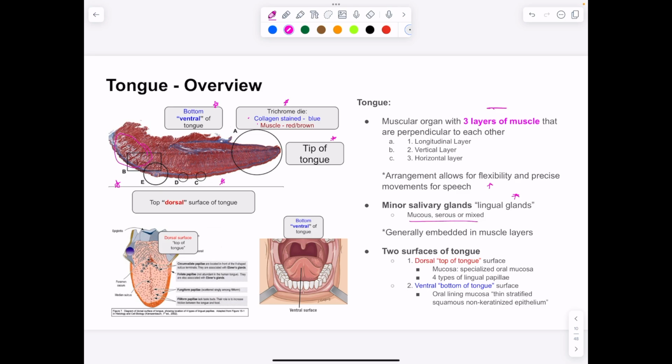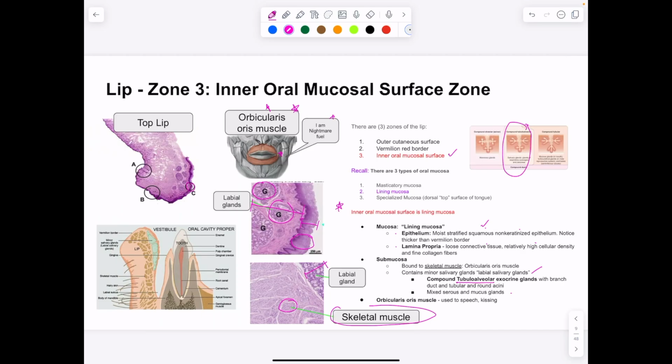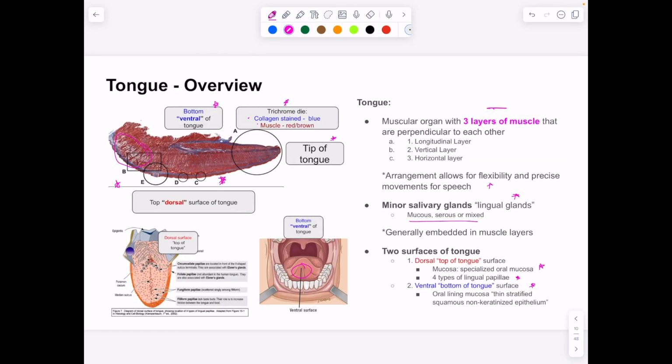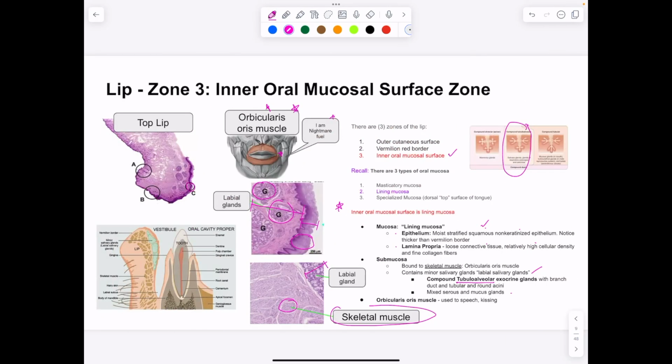They're mixed mucus and serous. It has all of those. And then along the surface of the top of the tongue, it's our specialized oral mucosa. It has four different types of projections, these lingual papillae, which again we'll talk about. And then on the bottom of the tongue, this is just lining mucosa, the same as the inside of the lip: lining mucosa, stratified squamous non-keratinized epithelium.